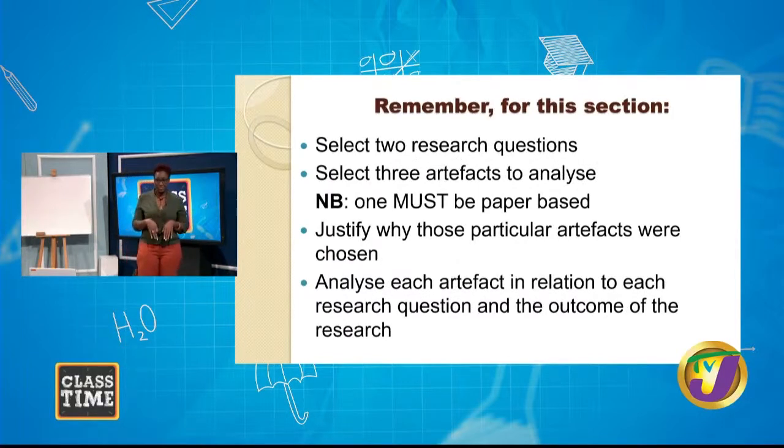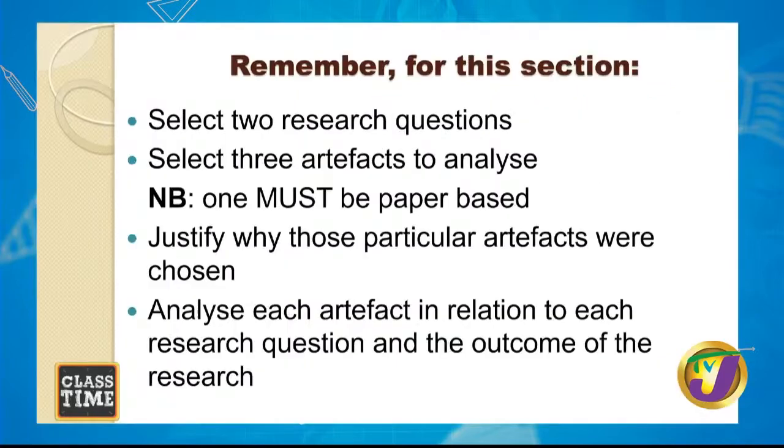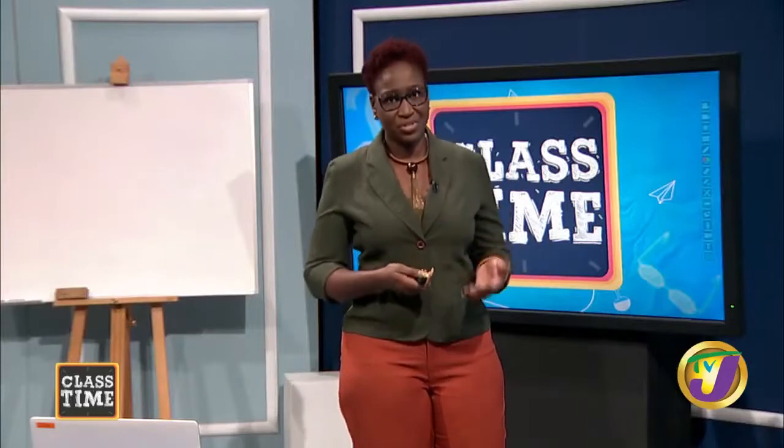So, to recap for this particular section, you're going to select 2 research questions. Remember, everybody comes together, you contribute your questions, pick 2 out of those. Then you're going to select 3 artifacts to analyze. Remember now, one has to be paper-based. Then you're going to justify why those particular artifacts were selected. So you have to say why you chose these. Then you're going to analyze each artifact in relation to both the research question and, of course, the outcome of the research. So to what extent did it answer the research question?